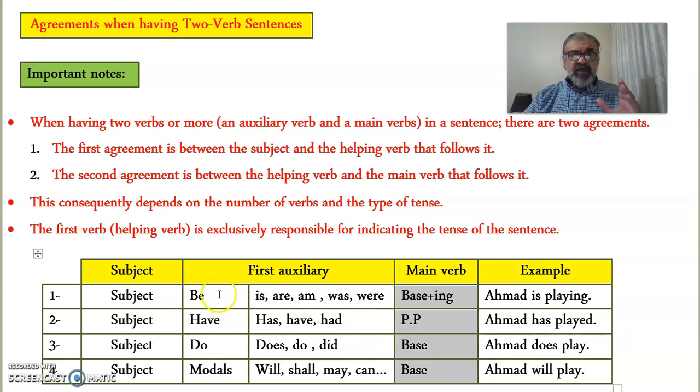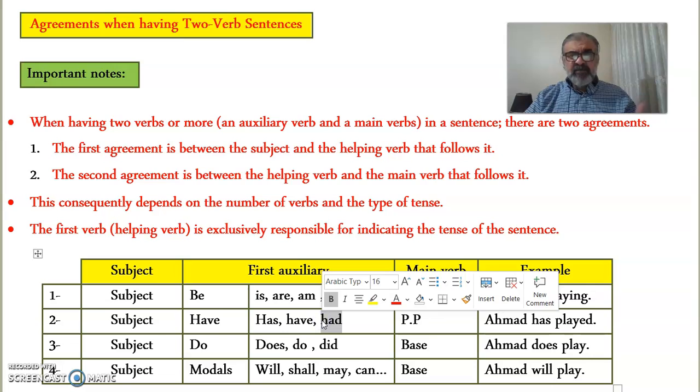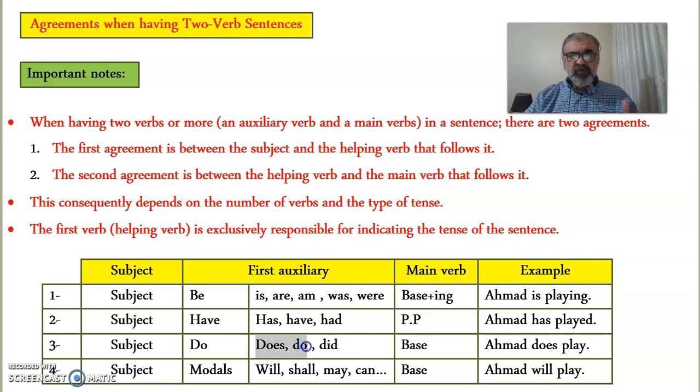Okay? Now the helping verb is exclusively responsible for indicating the tense of the sentence. That is, if we refer to is, are, or am, we are referring to the present. Was or were, we are referring to the past. Has or have, present. While had, past. Does or do, present. While did, past. You got it? Now, as for the modals, it can go with the past and present.